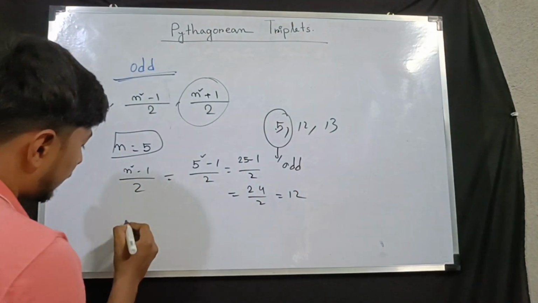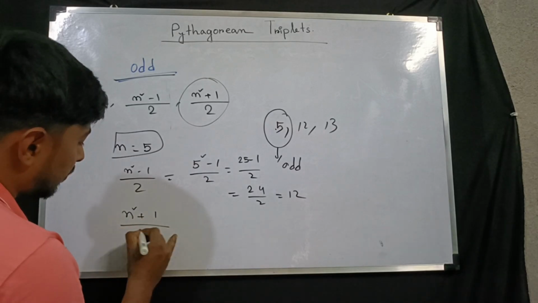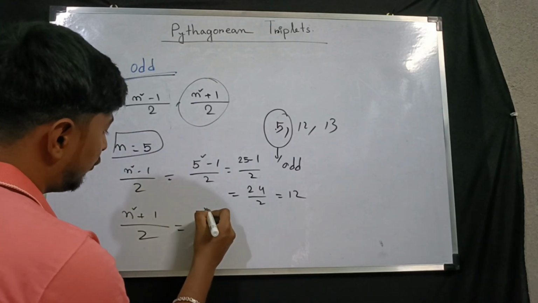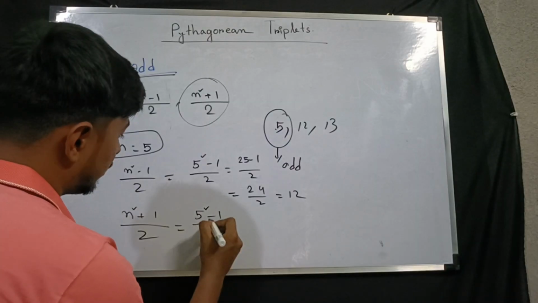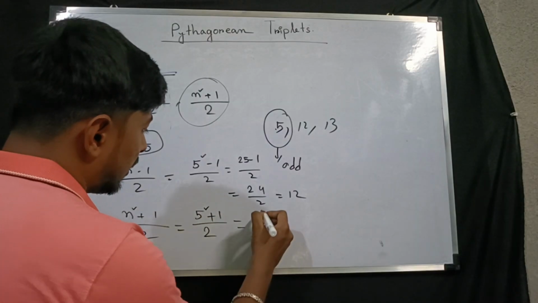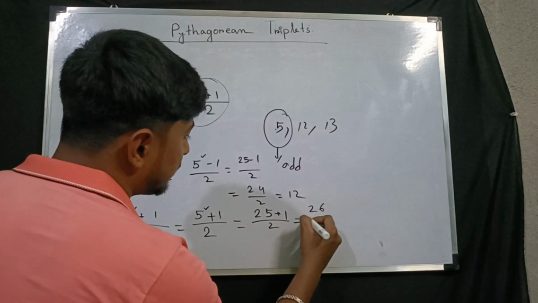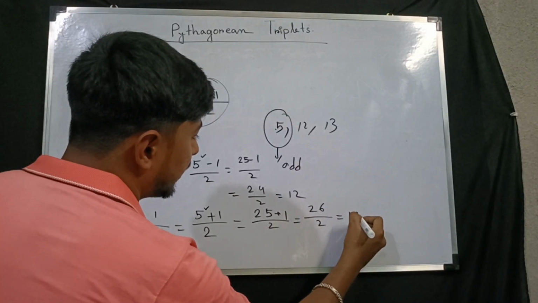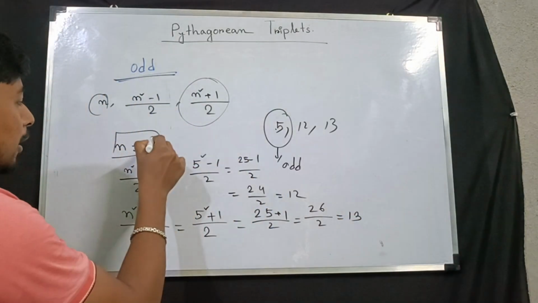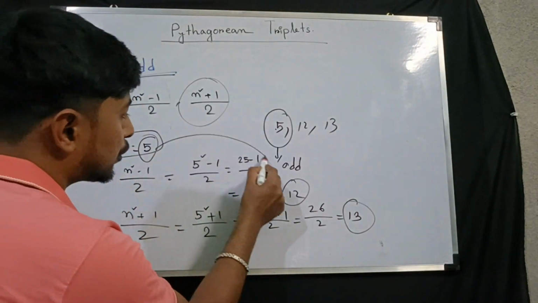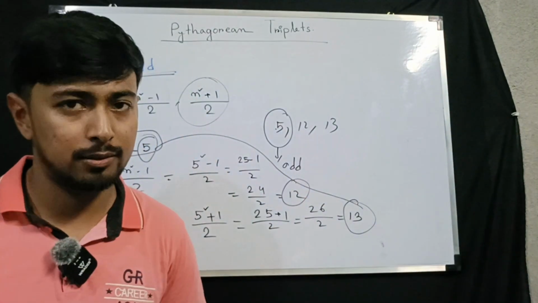Like this, n square plus 1 by 2. The value of n is 5, so 5 square plus 1 by 2, that means 25 plus 1 by 2, 26 by 2, that means 13. So what do we get? 5, 12 and 13. So we get the set of three numbers of a Pythagorean triplet, right?